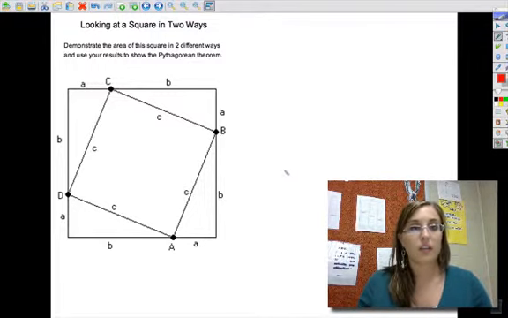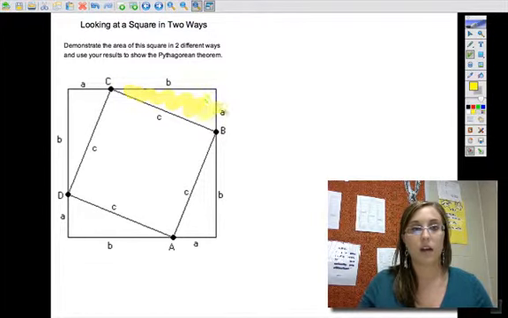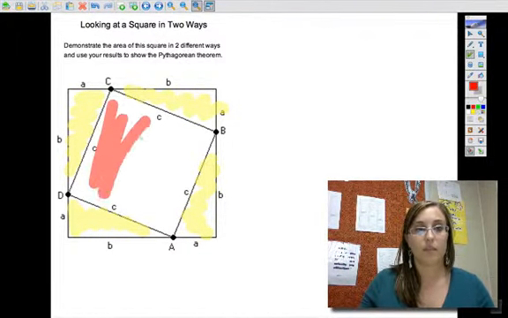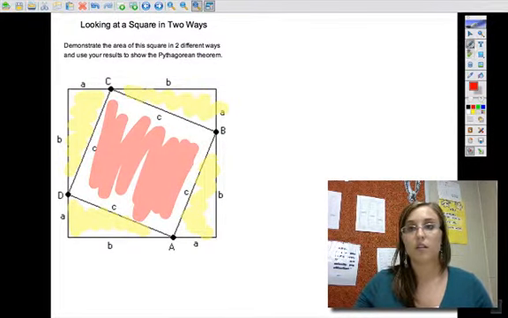So in this one, you're going to demonstrate the area of this large square in 2 different ways. The first way that you can do it is think of it as the sum of its parts. So you can think of it as this triangle plus this triangle plus this triangle plus this triangle, and then this square. So that's what we're going to do first.